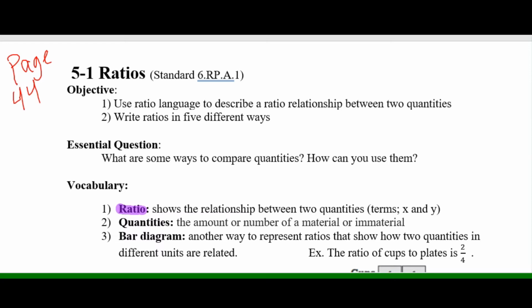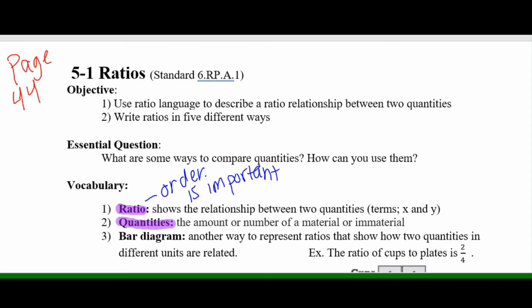So you have to make sure you put ratios in the correct order. That's one of the most important things. Order is important. I actually want you to write that down. Order is important. For ratios, order is important. The next word is quantities. So highlight that. The amount of a number of material or immaterial.